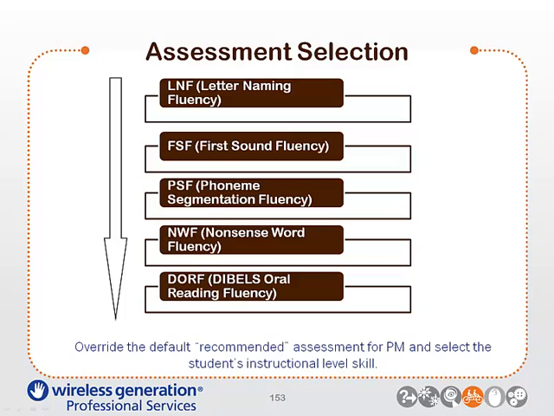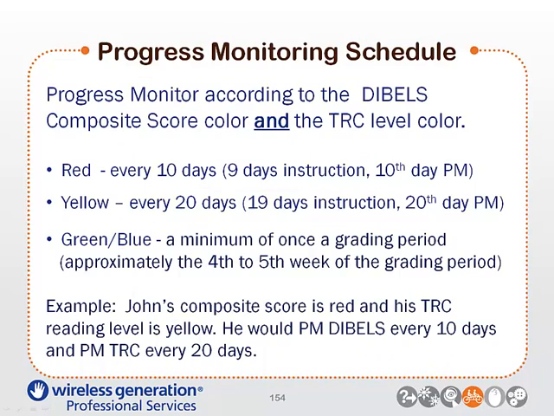DAZE should be progress monitored separately than the fluency measures because DAZE is a comprehension measure. Progress monitor according to the DIBELS composite score and the TRC level. So technically, you could have students who are being progress monitored at different rates depending on their levels in DIBELS and their TRC scores. For example, if John's composite score is red and his TRC reading level is yellow, he would progress monitor DIBELS every 10 days and be progress monitored in TRC every 20 days.